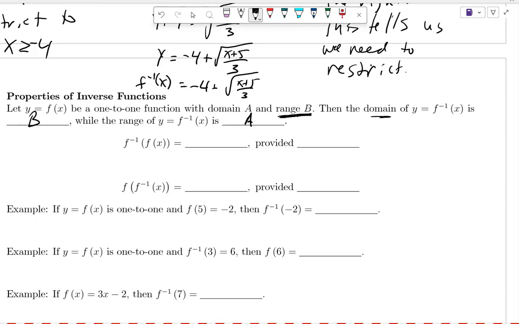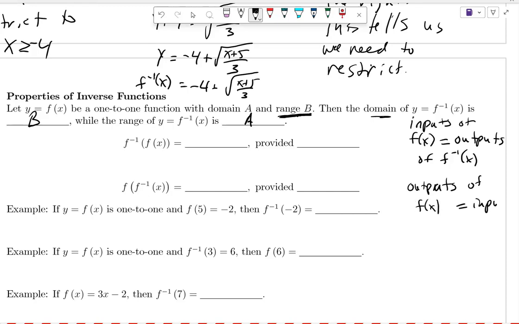So again, this just means, I'm just going to write it in words over here to the side. Inputs of the original are the outputs of the inverse, and vice versa. Outputs of the original are the inputs of the inverse. Inverses interchange roles of x and y, and that's exactly how we found the inverses, right? Flip-flop your x's and y's, right? That's what they do.